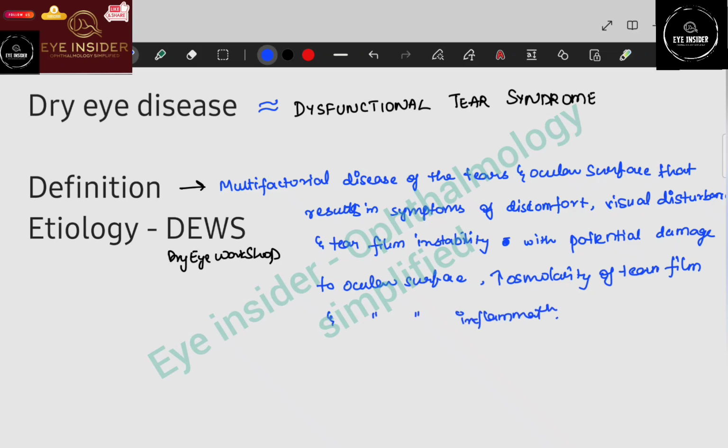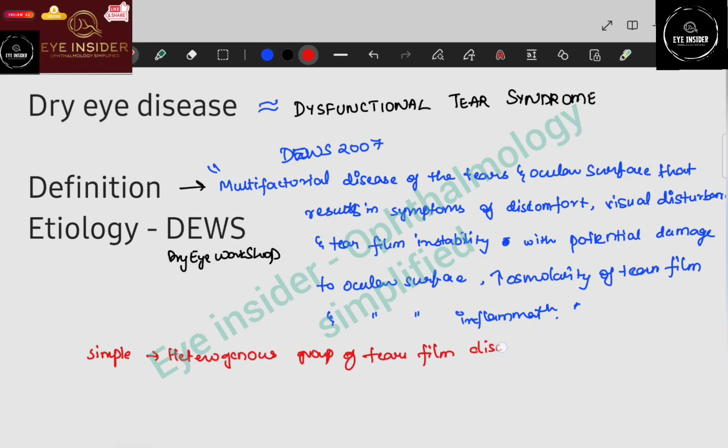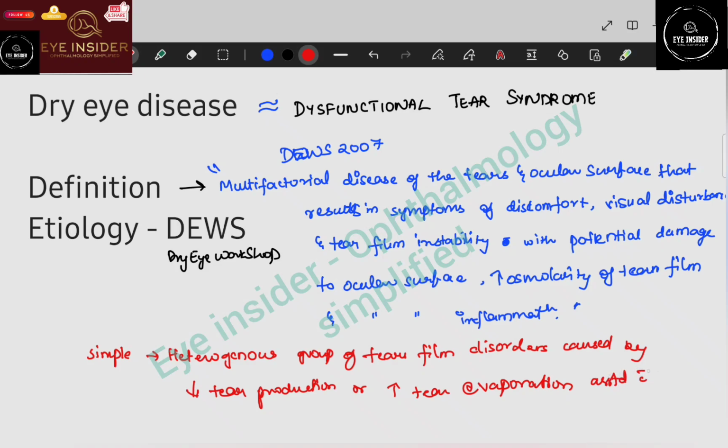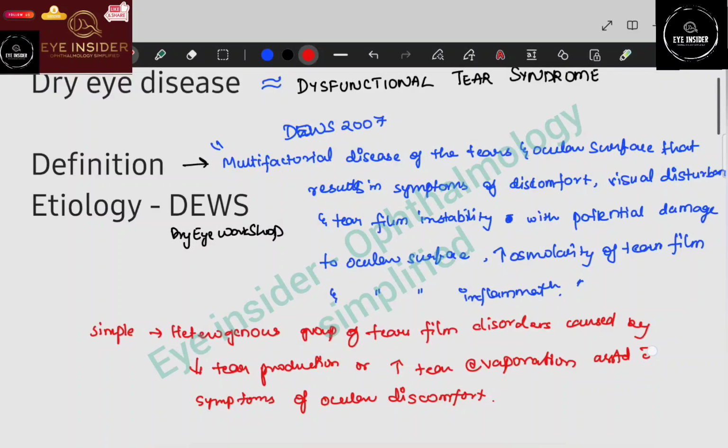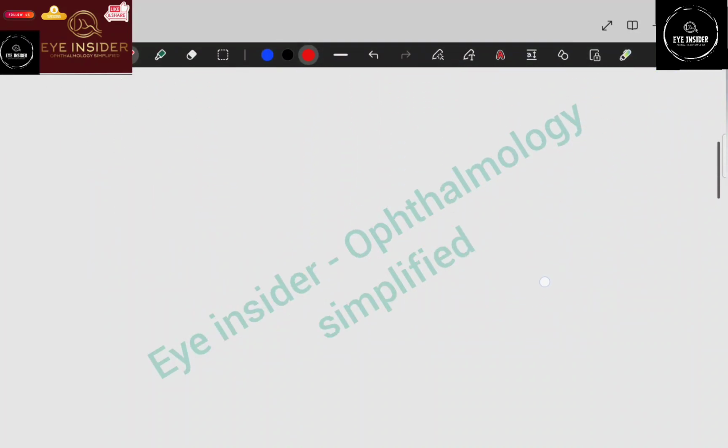So, this is quite a complex kind of definition. So, there is a simple one which we can discuss. That is, it can also be called a heterogeneous group of tear film disorders, which is caused by reduced tear production or increased tear evaporation, which is associated with symptoms of ocular discomfort.